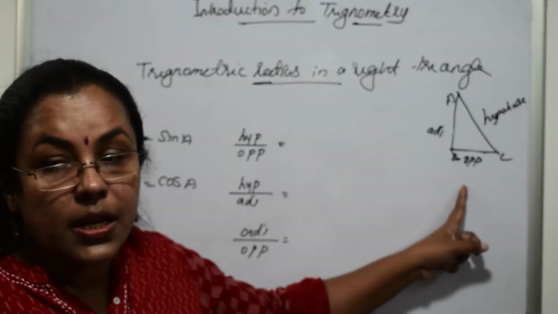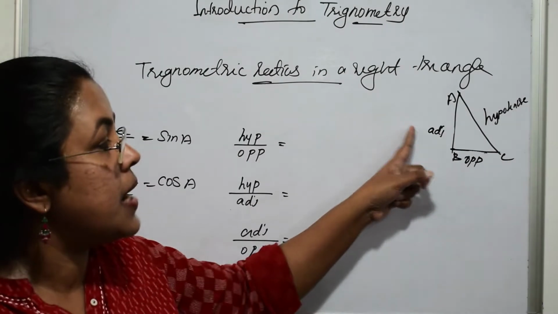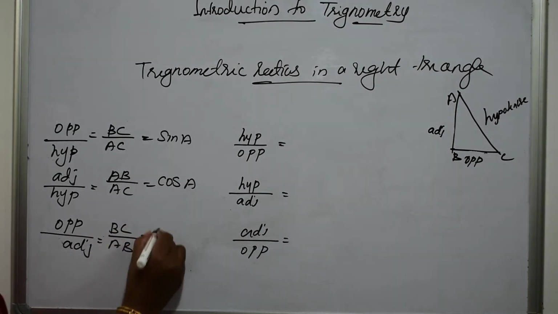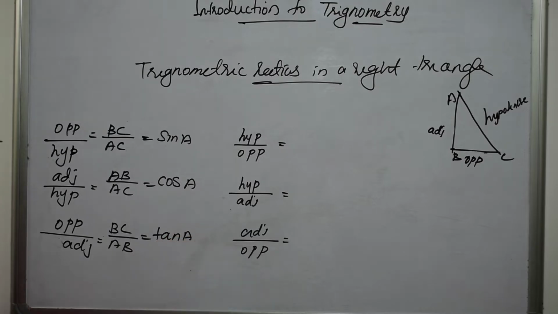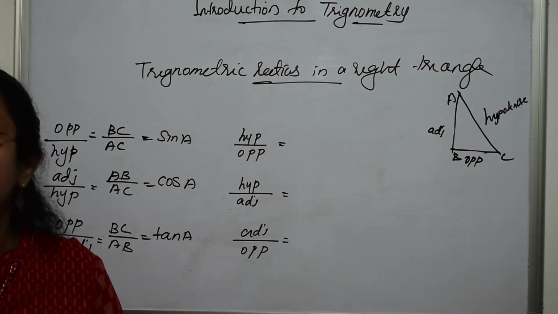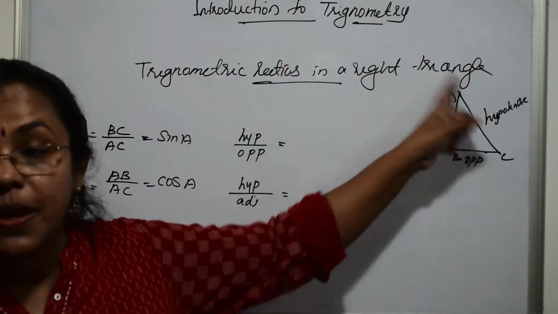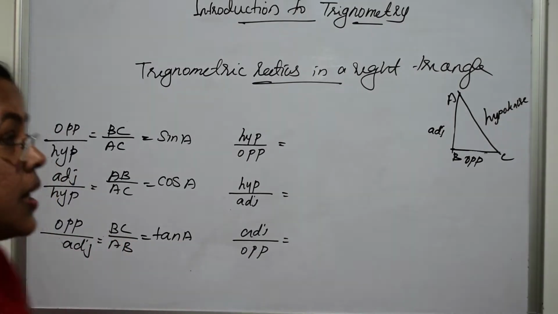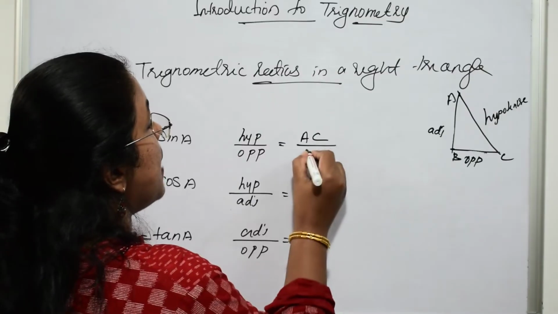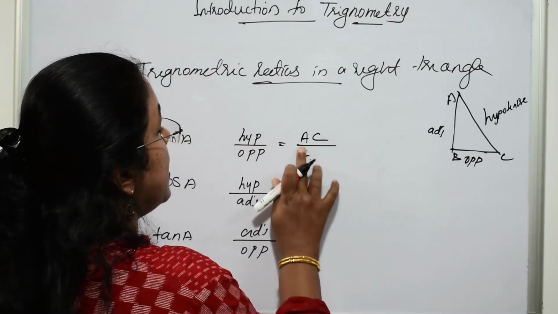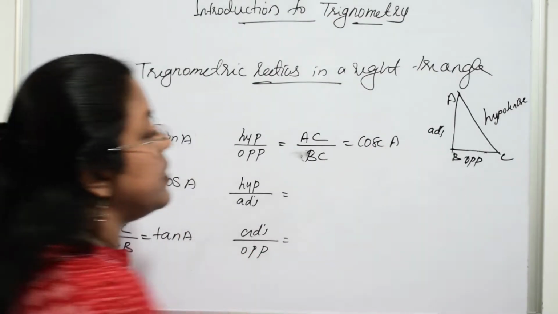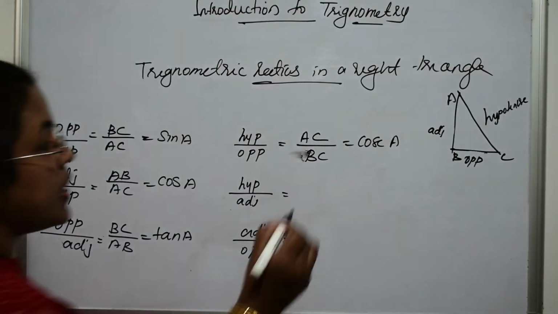And tan of angle A means opposite side by adjacent side. That means BC by AB, that is tan of angle A. The name of hypotenuse by opposite side is cosecant of angle. If we want to write with respect to A, then it is cosecant of angle A. That means hypotenuse by opposite side, AC by BC. This is cosecant of angle A and we can write it as cosec A.